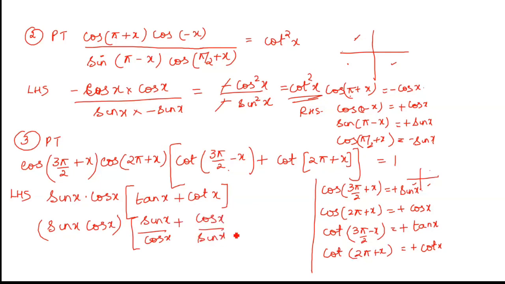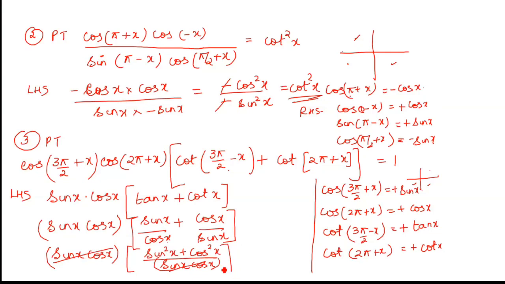Okay, so now what to do? Last step, take the LCM, you will reach the answer. So sin x cos x as it is, whole divided by, LCM is sin x cos x, and this LCM and the term outside gets cancelled. Sin into sin is sin square x, plus cos into cos is cos square x. What is sin square x plus cos square x? Our identity, it is equal to 1, and that is the right hand side.